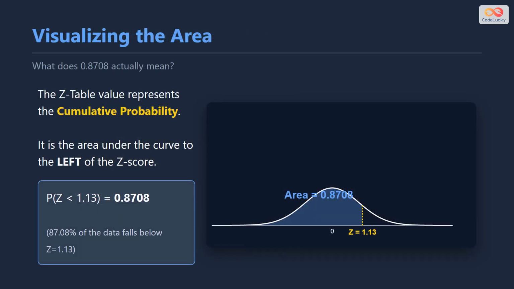What does that number actually mean? The value 0.8708 represents the cumulative probability. Visually, this is the shaded area under the curve starting from the far left and stopping at our z-score of 1.13. It means roughly 87% of the data falls below this value.